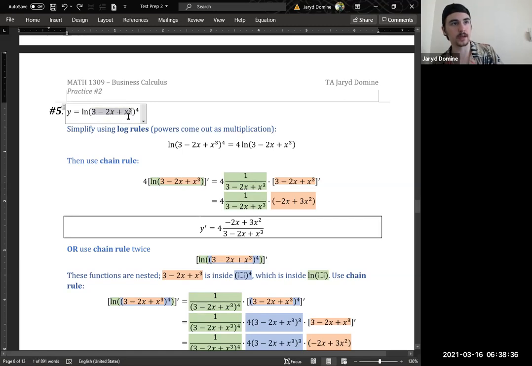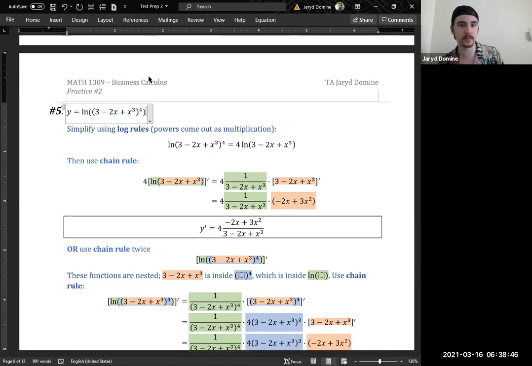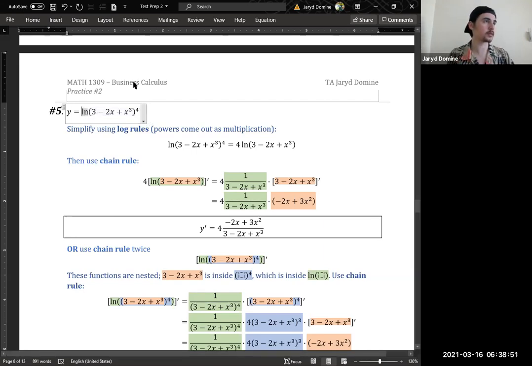Okay, now one common point of confusion is where are the parentheses on this? Is it natural log of all this stuff to the 4th? Like, is the 4th power inside parentheses? Or is it natural log? Okay, so the question is like, what's the outside function? Is 4 on the outside or is natural log on the outside?